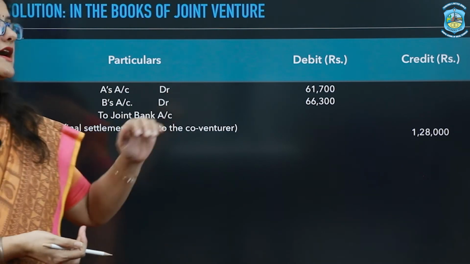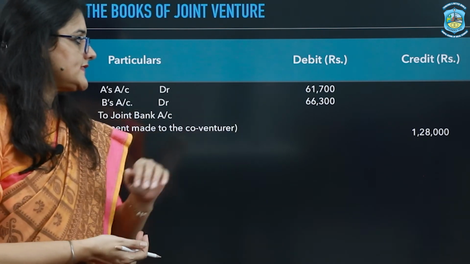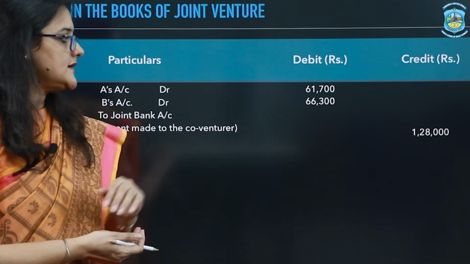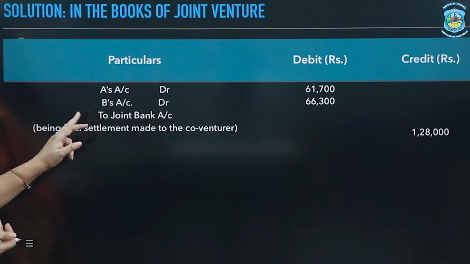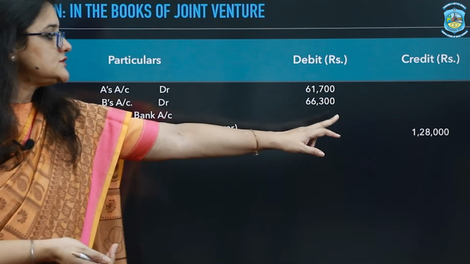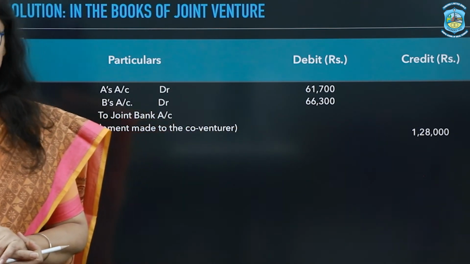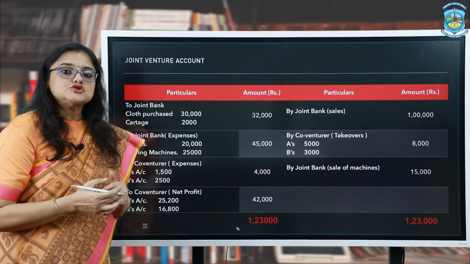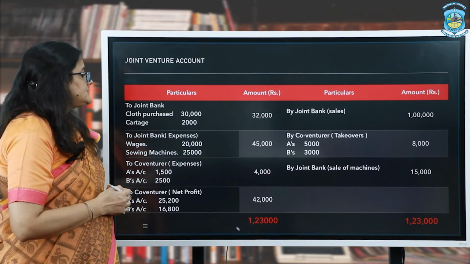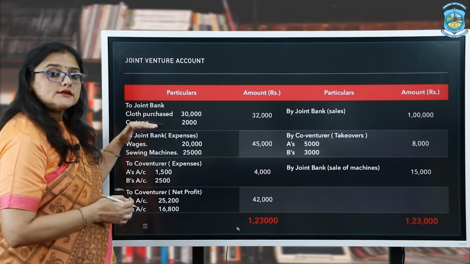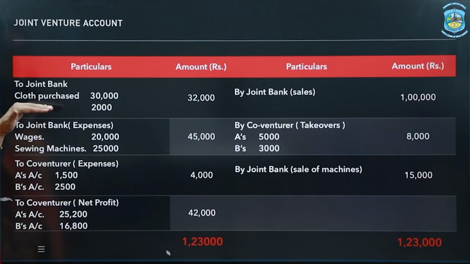So this is A's account. A's share is coming to 61,700 and B's share is coming to 66,300, which has been paid from the bank as a total of 1,28,000. Let's make the joint venture account now. The joint venture account will be debited for all the expenses, whether related to purchase of material, related to payment, or the expenses met by the co-venturer. So let's take a closer look at this.